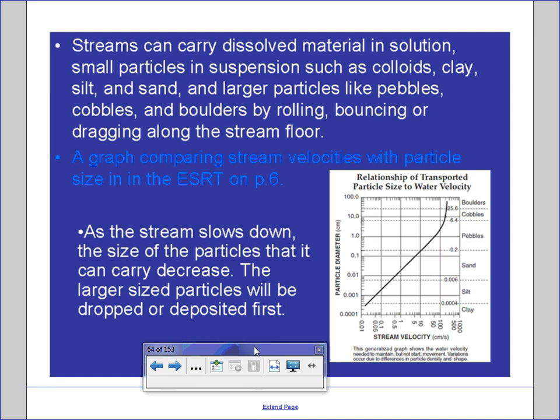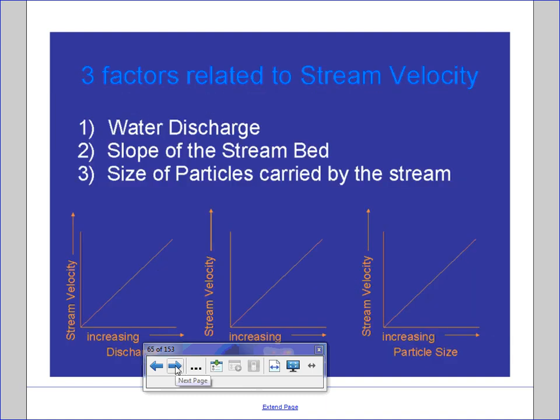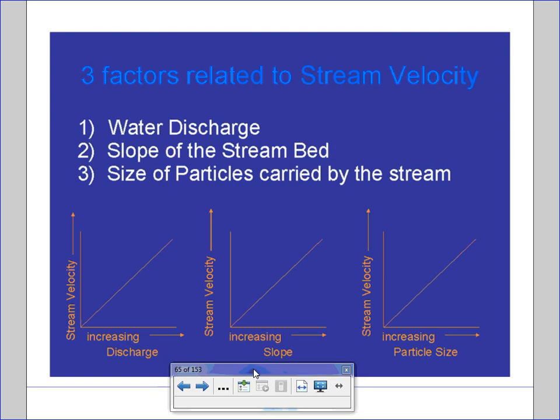How does the stream carry these? It can carry the smallest stuff in the water, either dissolved in solution, or it can float and be suspended, and the larger particles can roll or bounce or slide along the bottom of the stream floor. So there are 3 factors that are related to stream velocity, and all 3 of them are direct relationships.